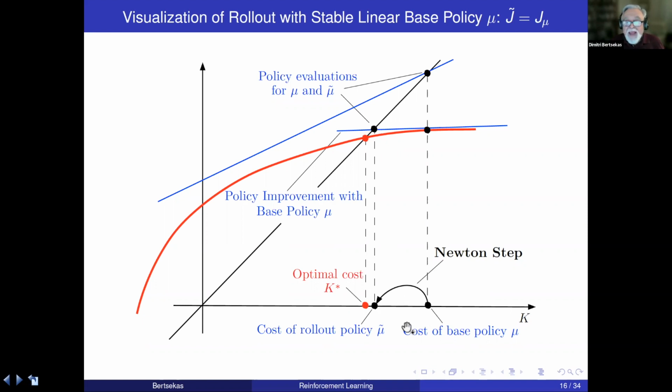But in general, particularly since the base policy cost lies on the right of K star, the initial improvement tends to be very big. This is consistent with what you observe in practice. One step of rollout can give you a very big improvement. And it's due to the fact that it involves a Newton step, and also the starting point of the Newton step is in the good region, the region of stability, and also on the flatter region of the Bellman operator or the Riccati operator.